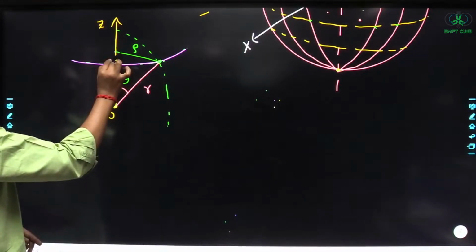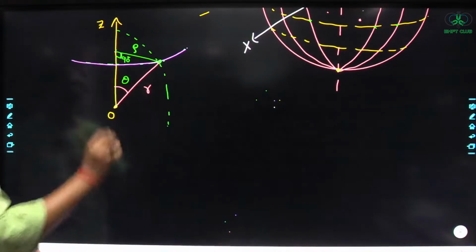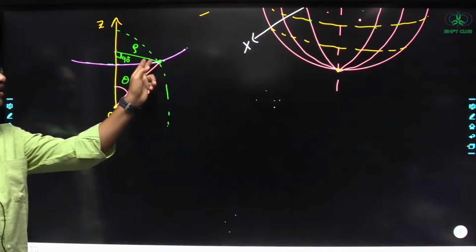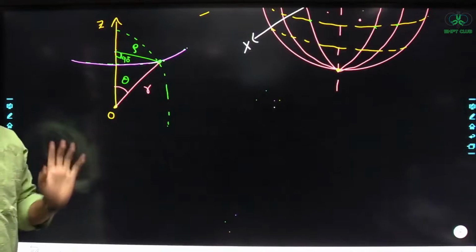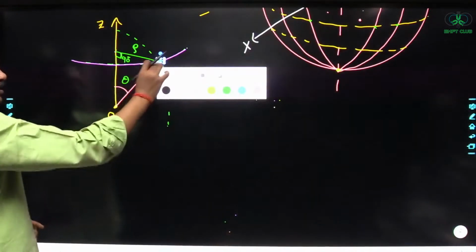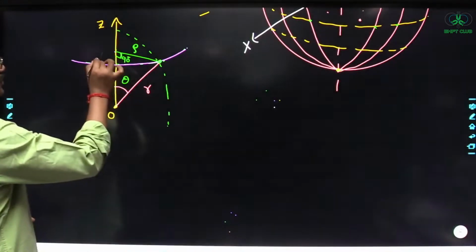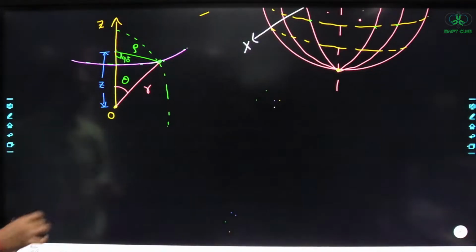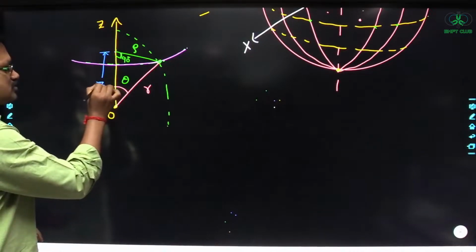So the normal distance means the angle between the z axis and rho is nothing but 90 degrees, isn't it? So rho is the normal distance from the z axis to this point, which means the angle between rho and the z axis must be 90 degrees, and the distance from here to here is r, and let us say the distance from here to here is z.